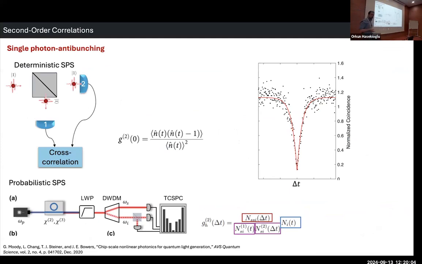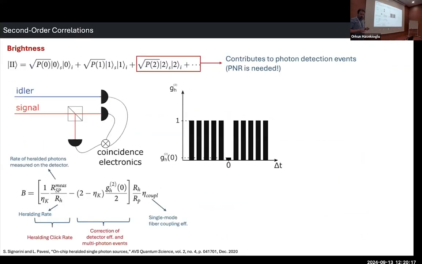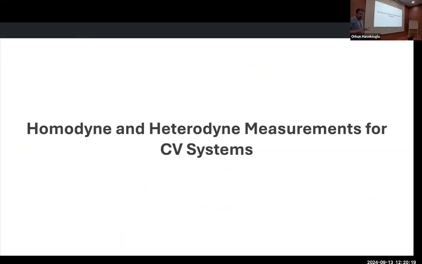Okay, it's already in the cloud. You can just write a simple script. It's a good approach to learn how these time correlations, how this equipment works. You get the raw data from them. Okay. Now let's move to the continuous variable system measurements.